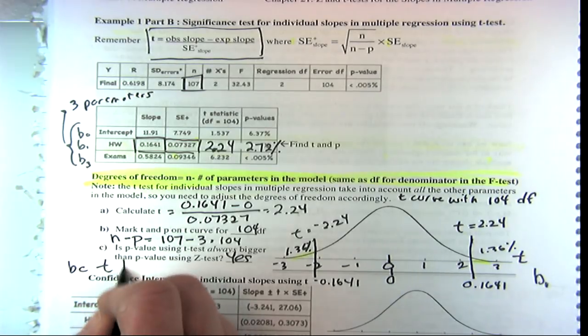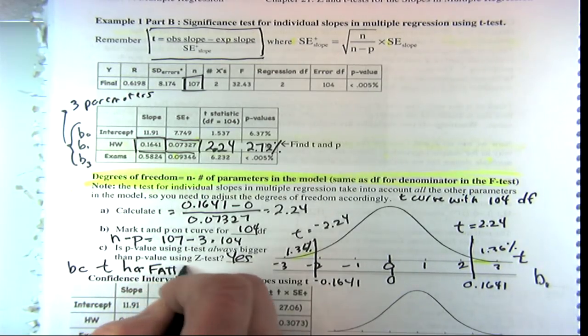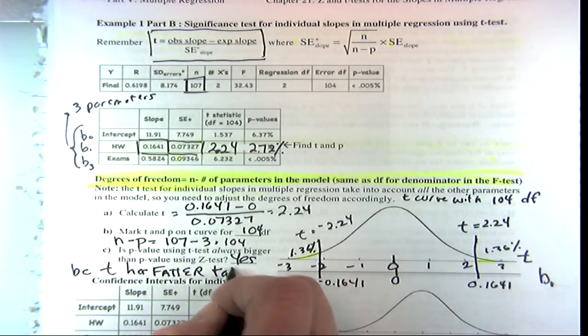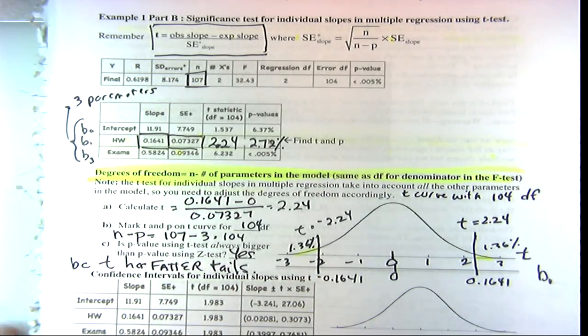Because t has fatter tails. So you need more evidence to reject the null. All right, any questions on that?